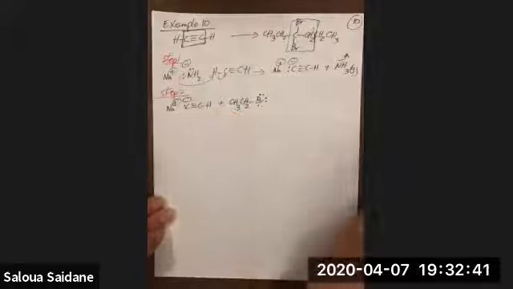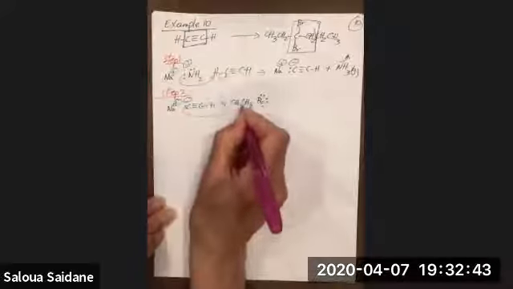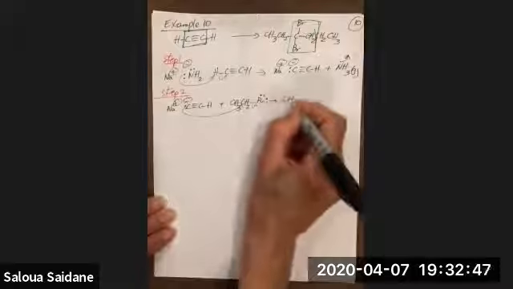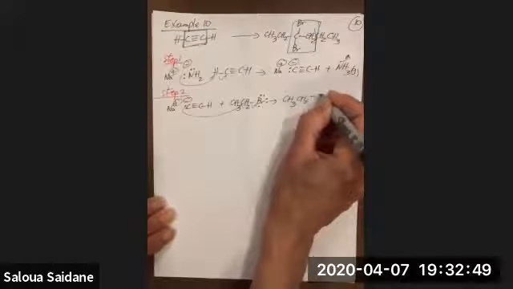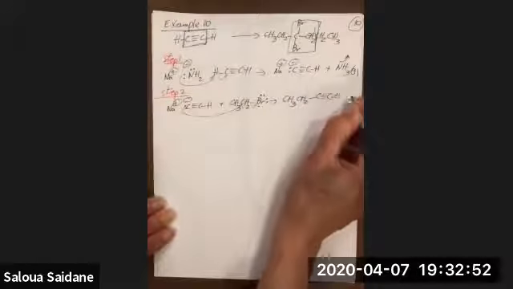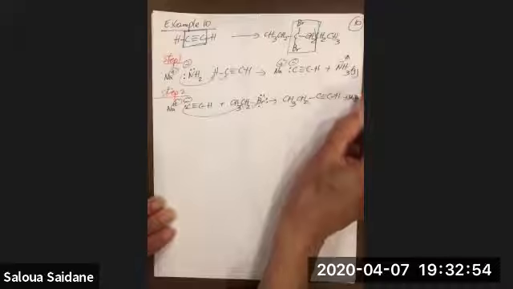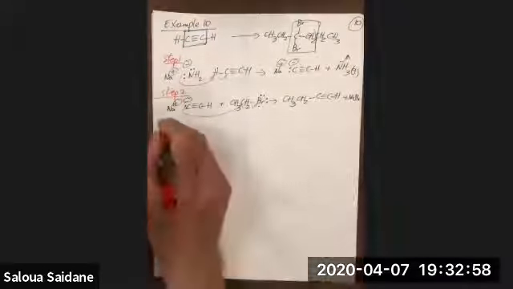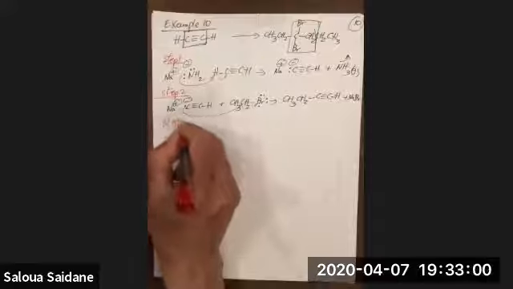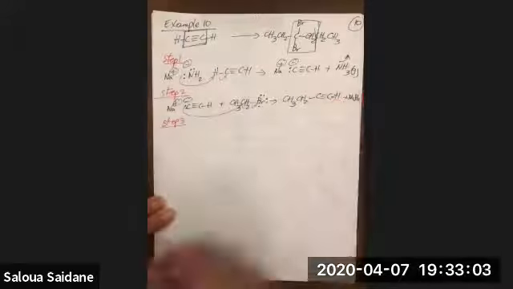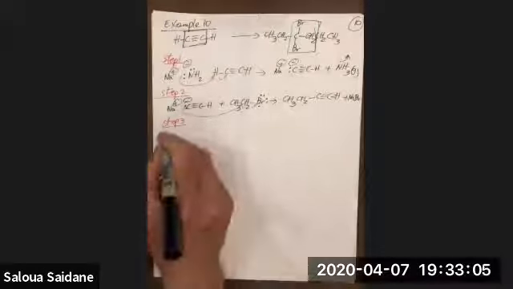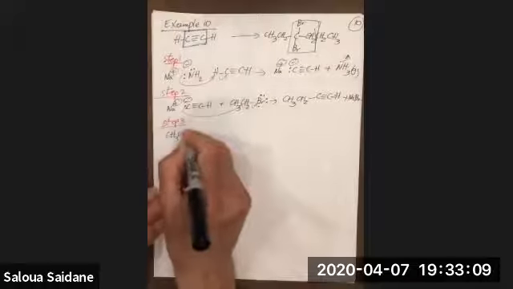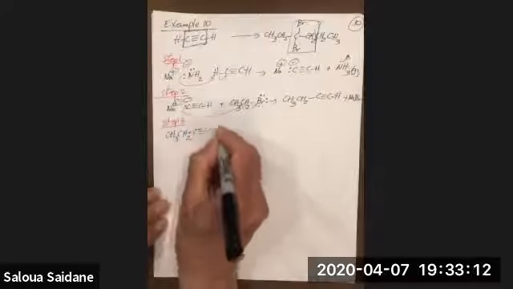So this adds the ethyl. Now we're going to remove the H on the other side. Step 3. We're going to remove the proton on the right. So CH3, CH2, CH.